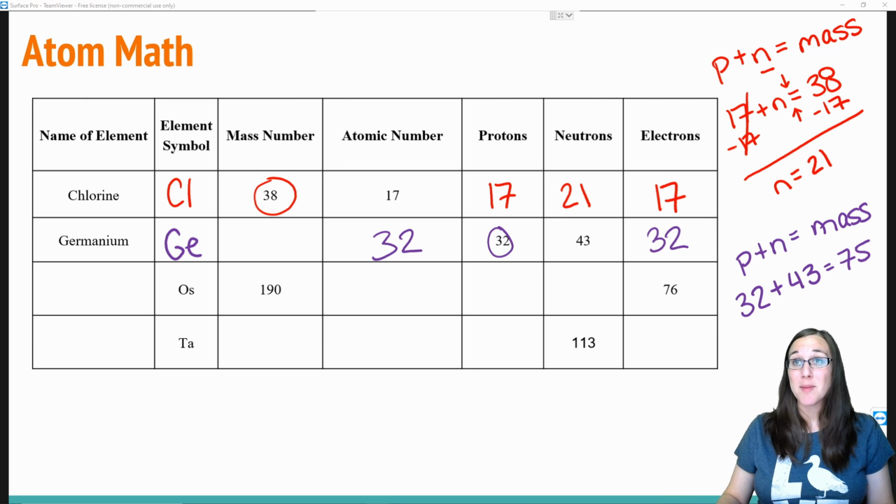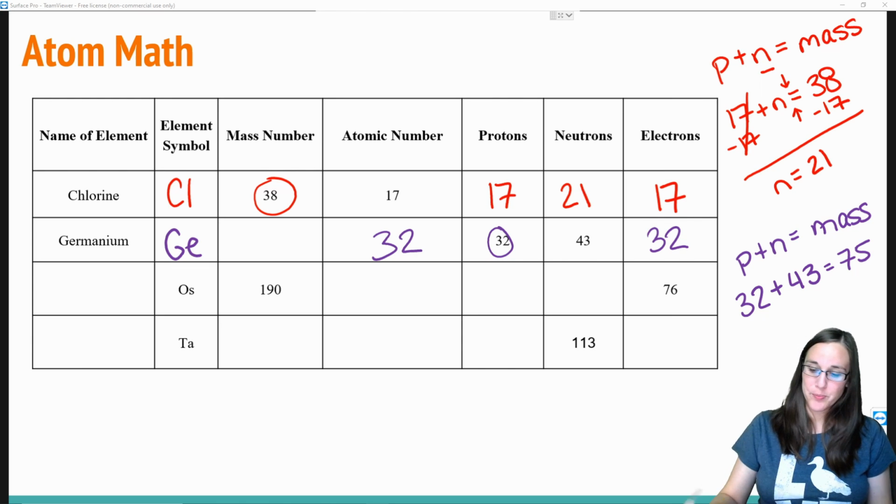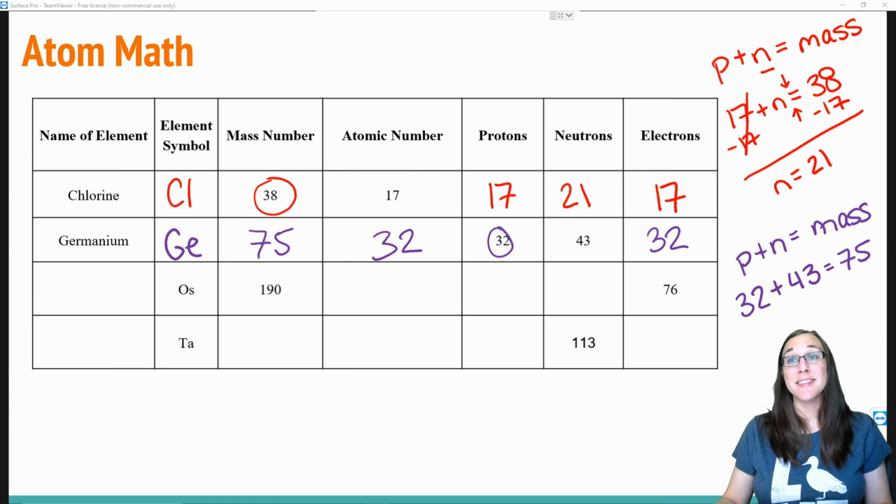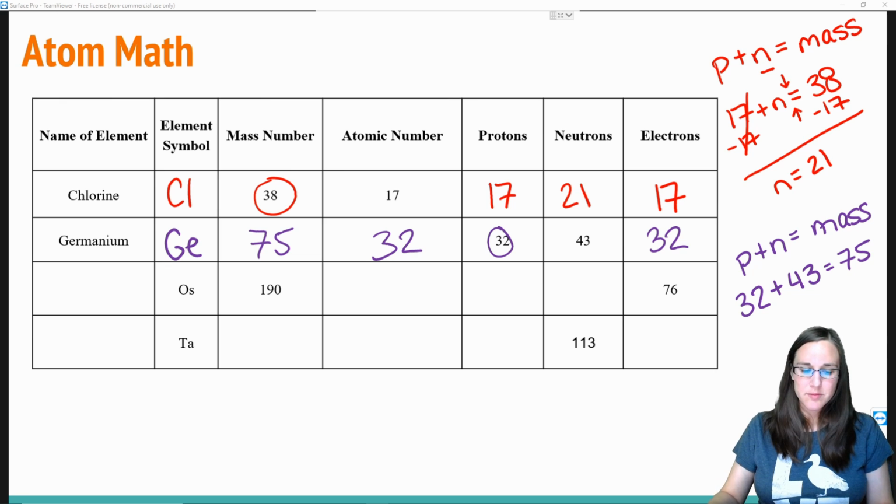If you don't like doing math in your head, again, feel free to use your calculator. No shame in it. I love using my calculator and I hate doing math in my head. So 75 would be the mass number for germanium. Let's move on to the next one.